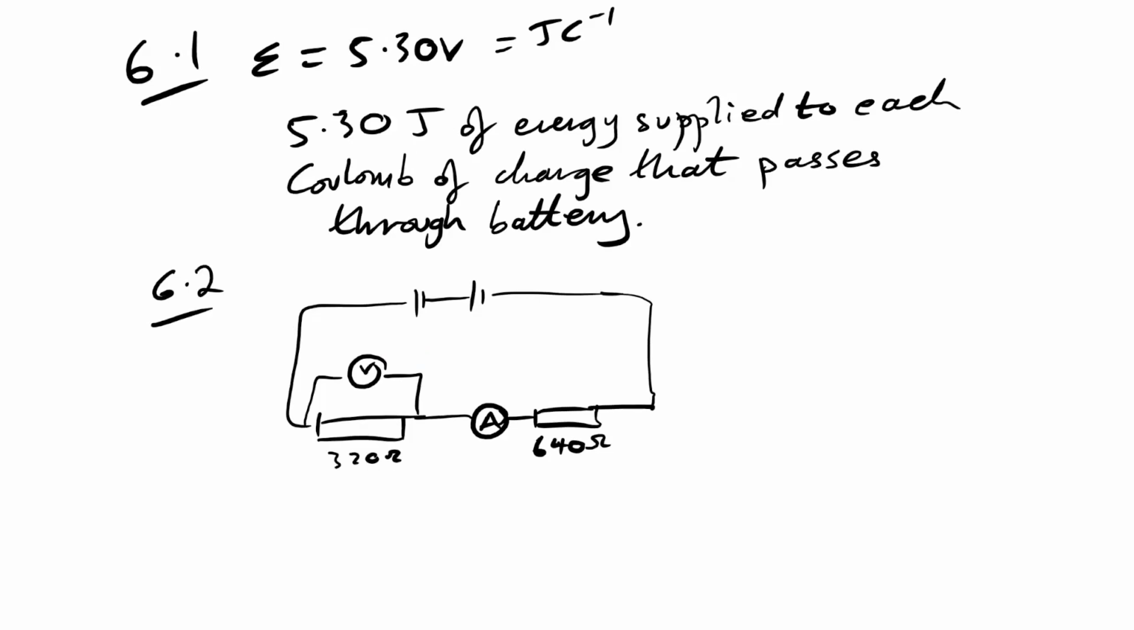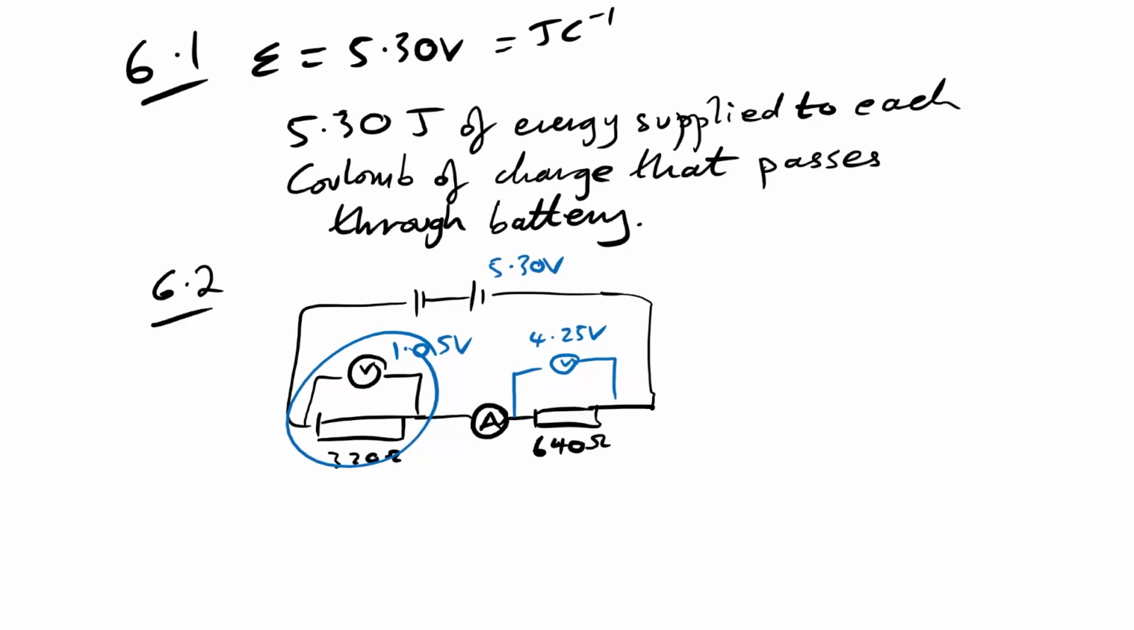There's no internal resistance, so we don't need that at all. Okay, so we're told that this is 1.05 volts. We know that the total EMF is 5.3 volts. So what does that mean we have over this resistor here? That's going to be 5.3 take away 1.05, so that is 4.25 volts.